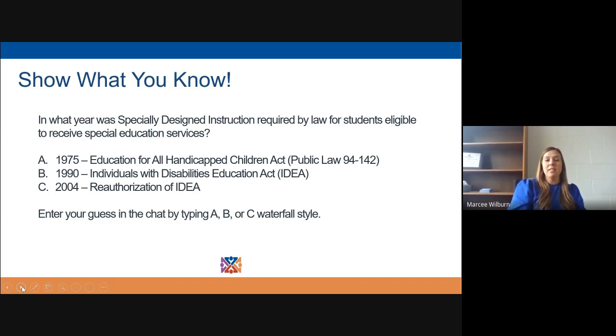So in what year was specially designed instruction, or SDI, required by law for students eligible to receive special education services? Do you think it is A, 1975, with the Education for All Handicapped Children Act, Public Law 94-142? Do you think it is B, 1990, with IDEA? Or do you think it wasn't until 2004 with the reauthorization of IDEA? Okay, go ahead and enter into the chat. 1, 2, 3, send.